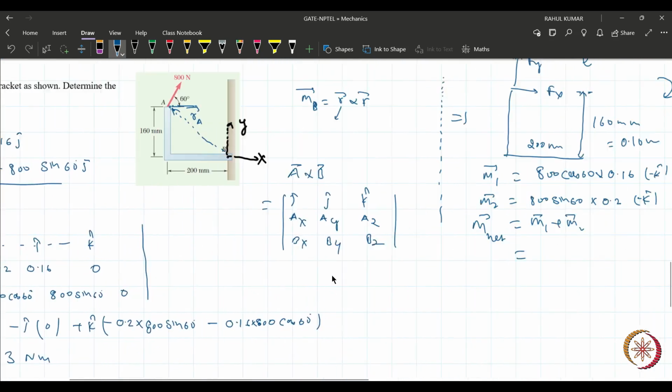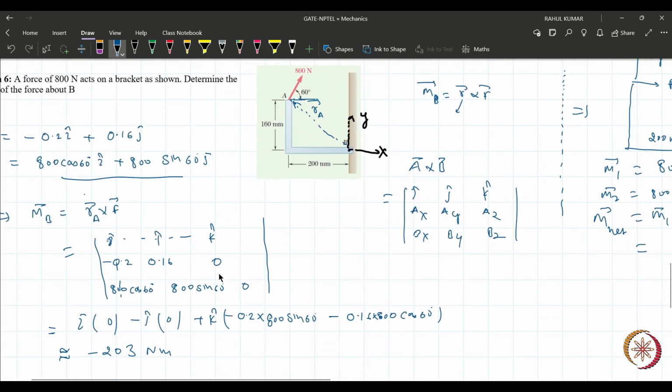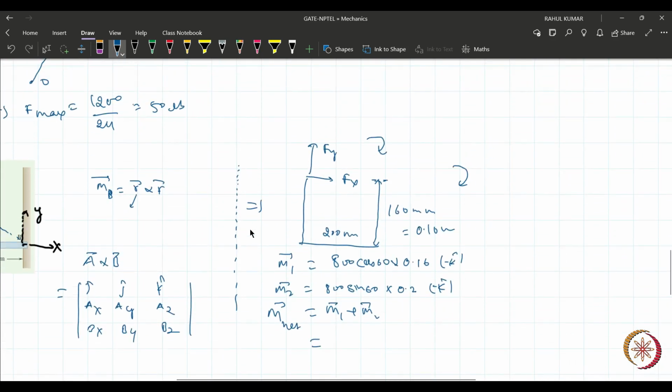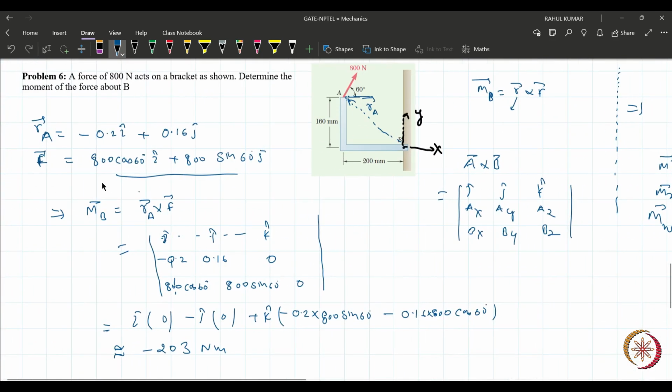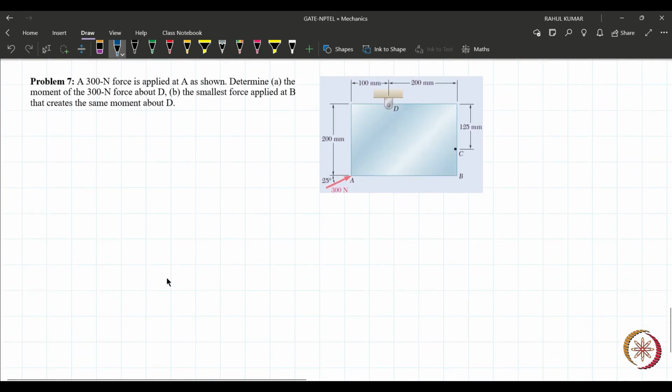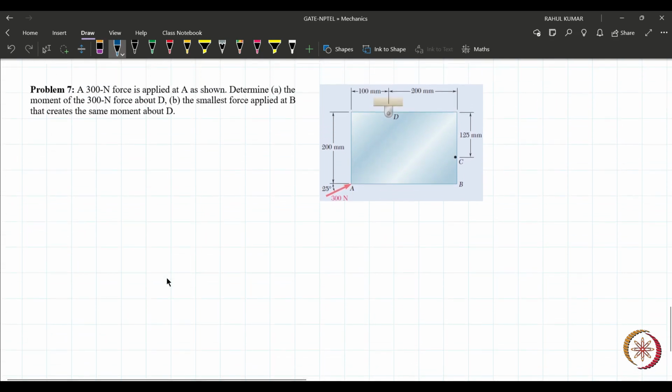Now solve this problem. I will suggest using this method, because this one is actually a short solution. Here you have to resolve it and do everything, but here you can directly start from this determinant. See this problem, I will demonstrate it. How will you find it directly, without doing anything else? Solve problem number A, and I will give you problem number B as homework.